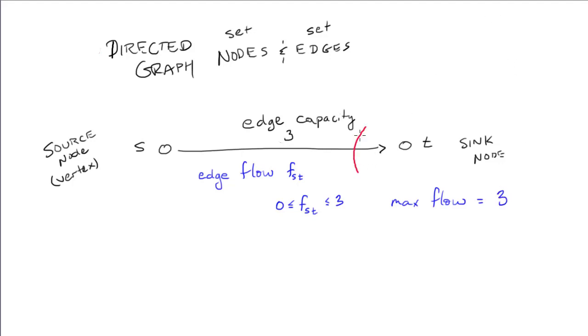A cut takes the union of edges that connect an S set to a T set. The S set is just a set of nodes that contain S, and the T set is a set of nodes that contain T, and their union is all the nodes. The cut is then the sum of those capacities. So in this case, the minimum cut is 3.